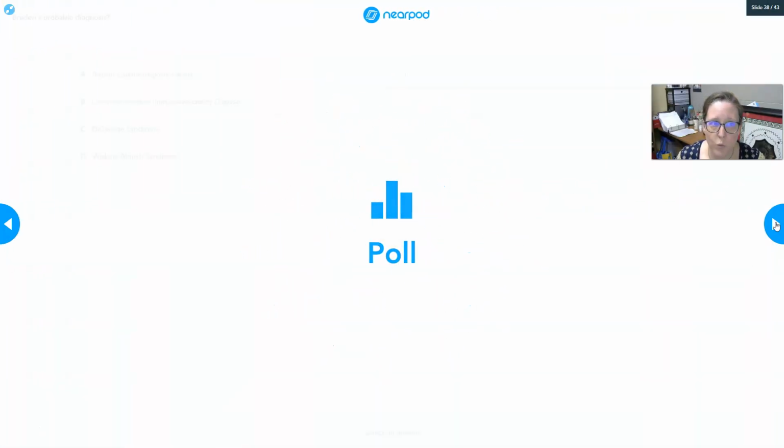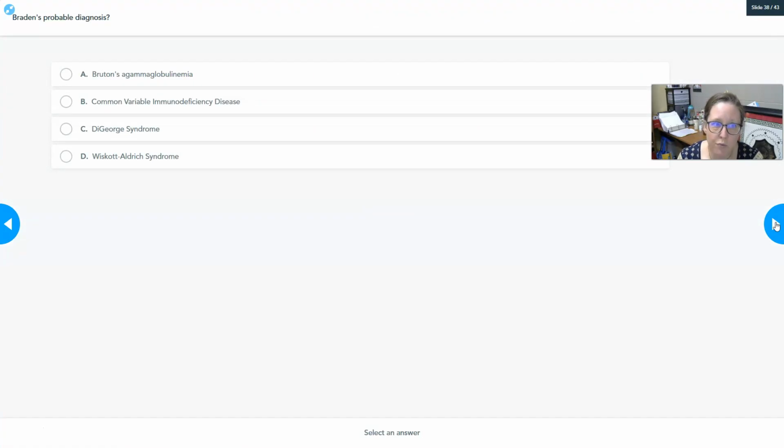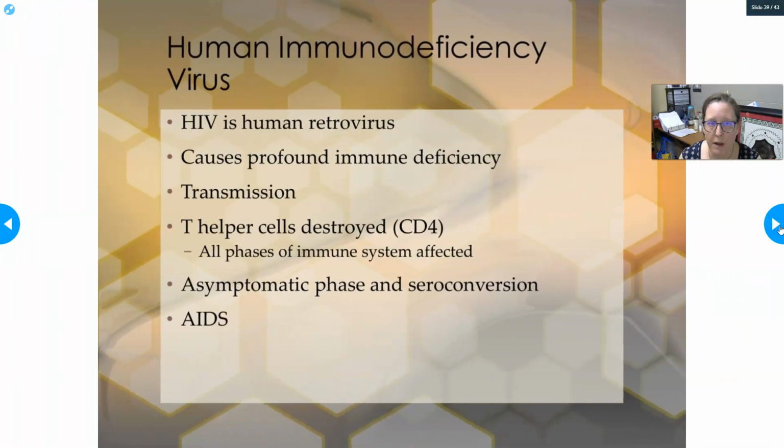And which one of these would be the most probable? Although some of these are possible, I would probably go with Bruton's just because the fact that he's 8 months old, that usually shows up around 6 months of age, recurrent bacterial infections, etc., would make it such that I think that might be the answer for this case.